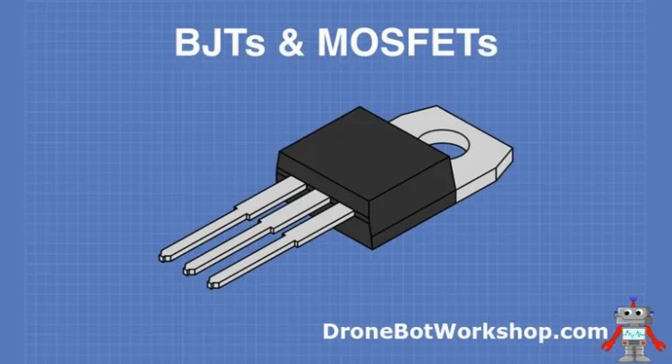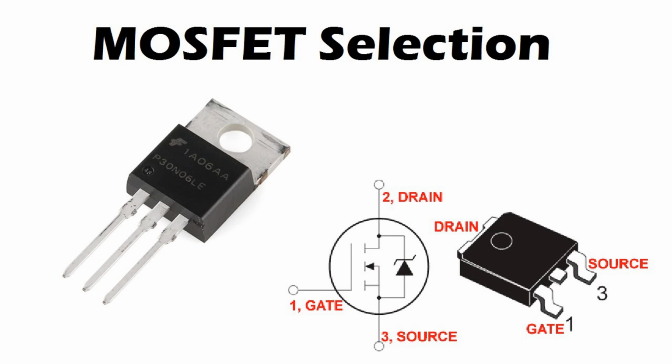6. Body diode. A parasitic diode exists between the drain and source due to the p-n junction formed by the channel and substrate. This diode can conduct in reverse bias conditions, which is important for certain applications like motor control.